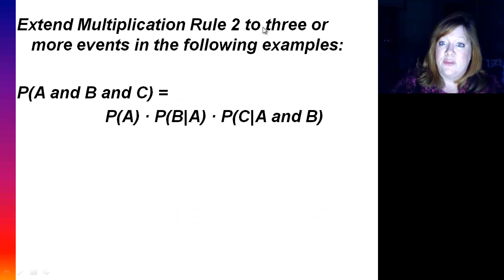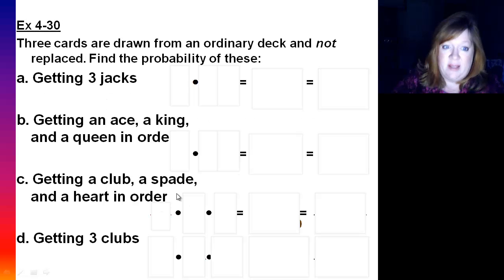Extend the multiplication rule to 2 or 3 more events in the following examples. So you can extend this out: probability of A times probability of B given A times probability of C given A and B. So you just keep going down the list. Let's take a look at these.